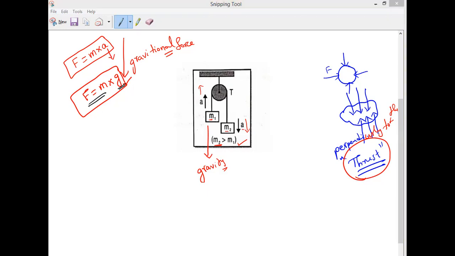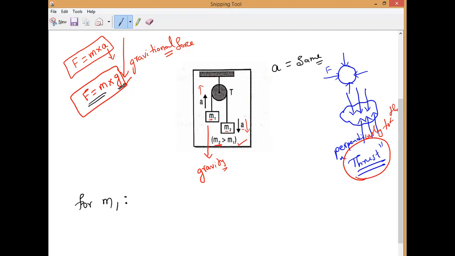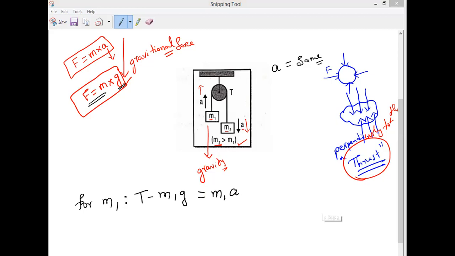Yes, now as we know, in both cases, is the acceleration of both bodies constant or not? This body is going up and this body is coming down. Both accelerations are the same. Now for M1, what will happen? If you want to find the acceleration, we have to find tension minus M1 into G, which gives you the mass of body 1 into acceleration. So for body 1, T minus M1G is equal to M1 into A.